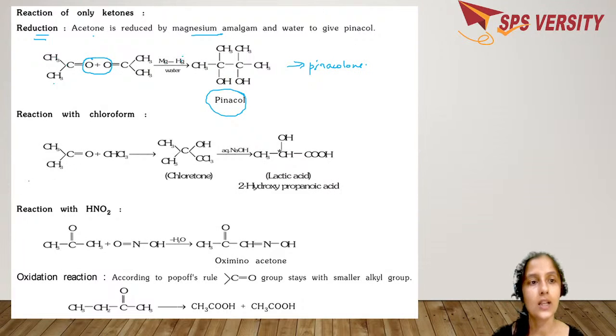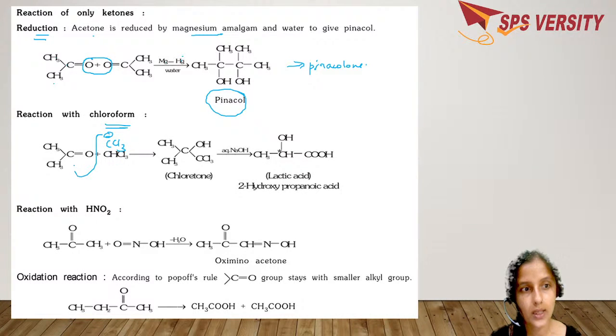Okay, and the reaction with chloroform. When you treat a ketone with chloroform, CHCl3, what are you expecting? This forms CCl3-. If this goes and attacks over here, this shifts here, that H is taken by this, so you get this. When you treat it with aqueous sodium hydroxide, this will go, resulting in the formation of carboxylic acid. This is a hydroxy acid.